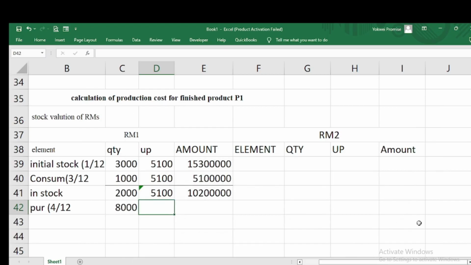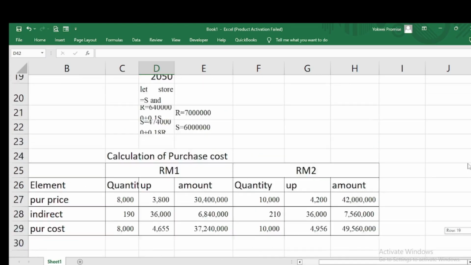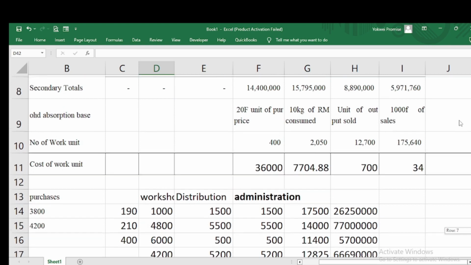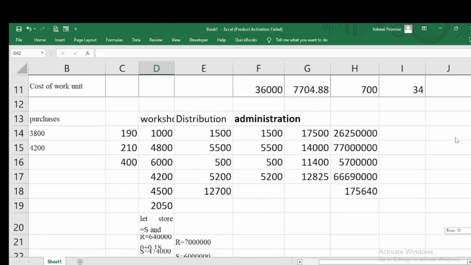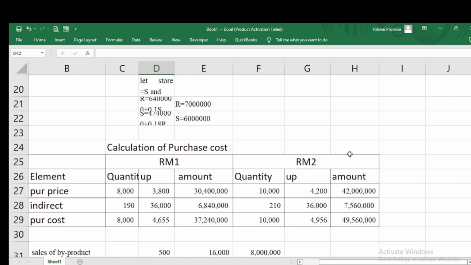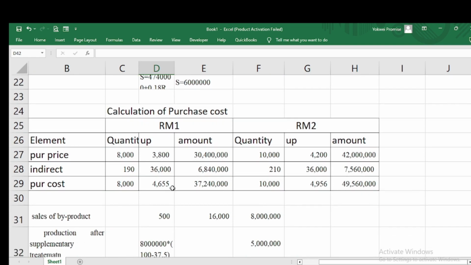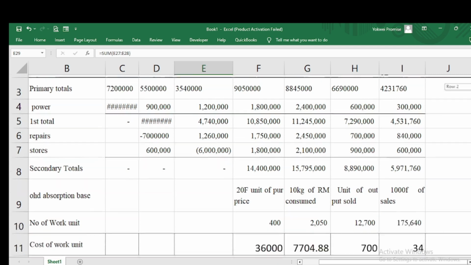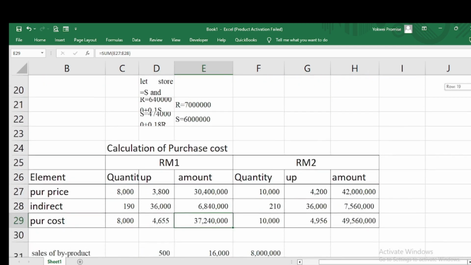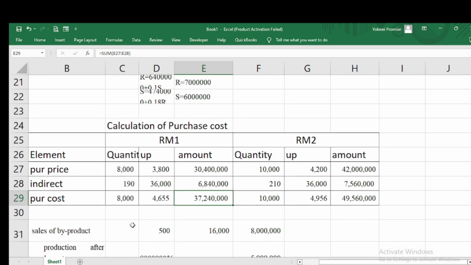So we'll come back. Sorry, the purchase cost, we have already determined the purchase cost. So this is it. The unit purchase cost is 4,000, right? Which will take 4,655 instead. So this is it. We are picking from the calculation of our purchase cost. 4,000. So this is here.